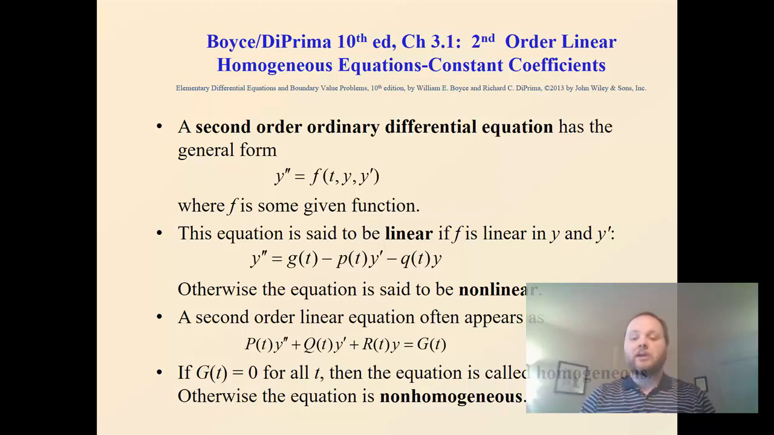That bottom equation, P of t y double prime plus Q of t y prime plus R of t y is equal to capital G of t. This is our kind of general model case. Frequently, we will divide out by that P of t, so we'll have a y double prime by itself, and we'll frequently write the coefficients in lowercase instead.